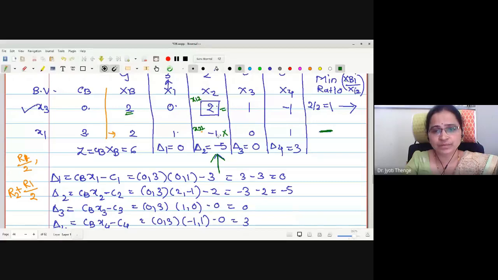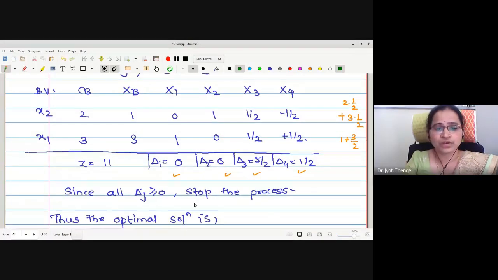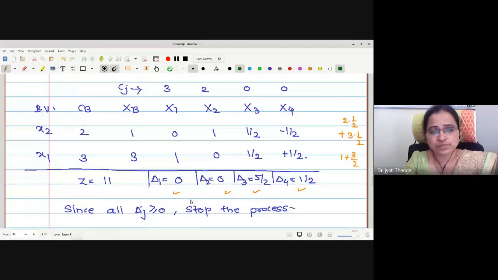R2 plus R1 by 2, so that this entry will be 0. So let us write the last table. This is the table. Calculate the net evaluations again. And if we observe all the net evaluations are non-negative, therefore we are going to stop the process. And what is my solution?